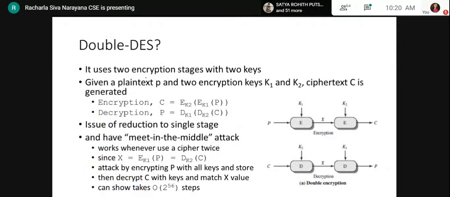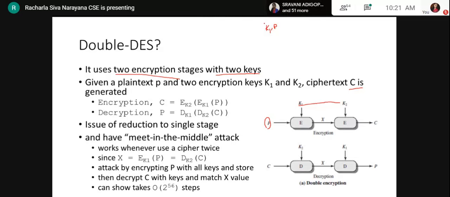So it uses two encryption stages with two keys. See the diagram. Here we are taking the plain text P and two different keys, K1 and K2, and ciphertext C. Now, how are we performing encryption? Initially we are taking the plain text and K1.